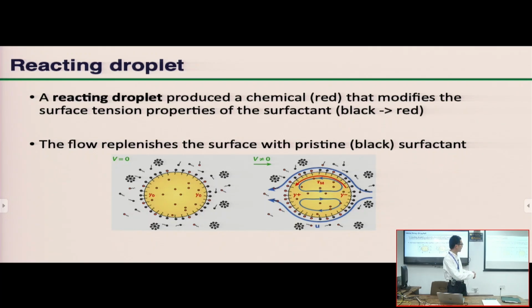So this is one case. You don't necessarily have to have these reacting species, because we just need to establish an instability where you create a surface tension gradient on the surface, which is balanced by the stress difference inside and outside. So that will create motion.